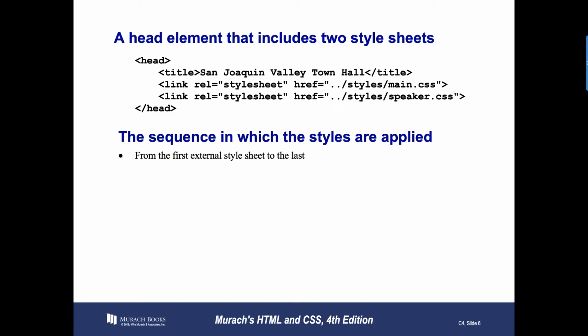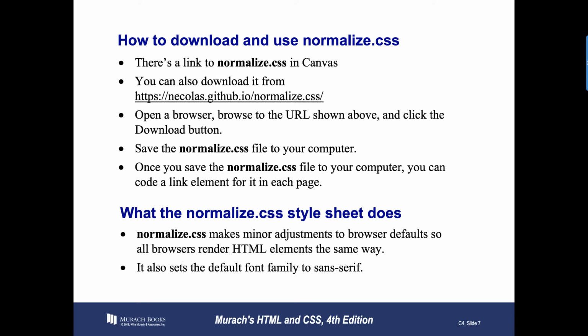All right, the sequence in which the styles are applied is from the first external style sheet to the last. So in this example, the main.css style sheet will get loaded, and then the speaker.css. If you have styles that overwrite things that were defined in the main, that's what's going to happen. Cascading style sheets.